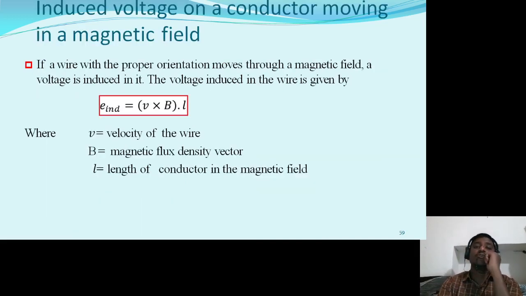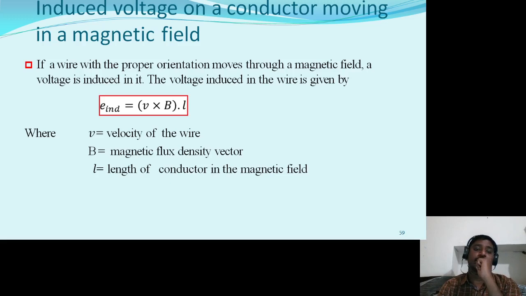Now, induced voltage on a conductor moving in a magnetic field. What about our previous case? There, a current carrying conductor was placed in a magnetic field and was not moving. But if a conductor is moving in a magnetic field, then an EMF will be induced.